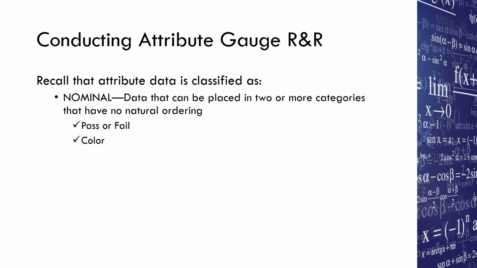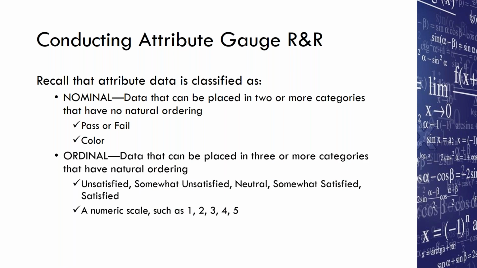Now I'm going to talk to you about the difference between nominal data and ordinal data when we talk about attribute type data. So nominal data is data that can be placed into 2 or more categories, but those categories have no natural ordering. So as an example, we might have pass or fail. We might have colors like blue, green, red, or yellow. So certainly those are attribute in nature, but those categories don't have any natural ordering.